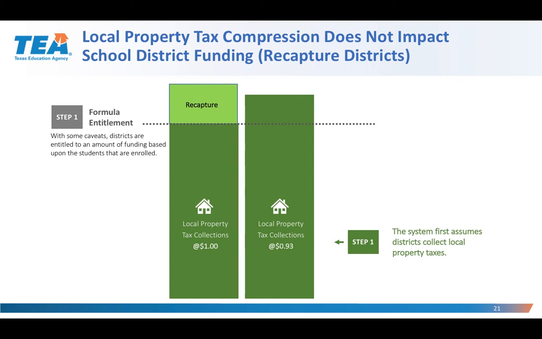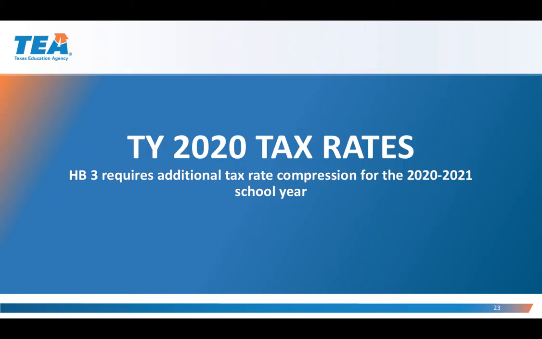Now what happens when this same school district reduces its tax collections by having its tax rate compressed to 93 cents? You can see that the tax rates and collections are smaller, but the recapture is smaller. Once again, dollar for dollar in the exact amount by which the tax collections were compressed. Now on to 2020 tax rates. Additional tax compression, which will vary by district growth rate, will start for the 2020-2021 school year.